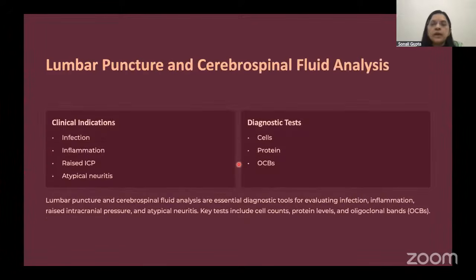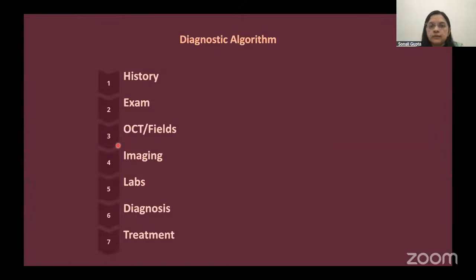Now, lumbar puncture and CSF analysis may also be needed to look further into the cause and to confirm the findings, especially of multiple sclerosis, or to pick up any raised ICP by checking the opening pressure, and inflammatory and infectious signs. So cell count, protein level, and oligoclonal bands are tested in the CSF in conjunction with a neurologist.